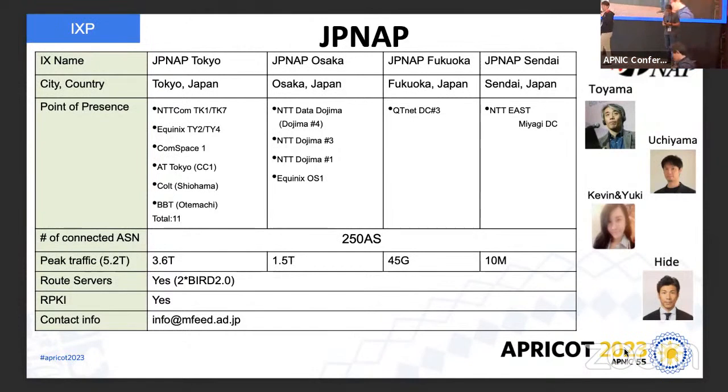Hello, everyone. My name is Taka Uchiyama, peering coordinator of JPNAP. JPNAP is one of the largest internet exchanges in the Asia Pacific region. Our peak traffic is 5.4 terabits per second. We have POPs in Tokyo, Osaka, Fukuoka and Sendai. We want to connect to more international customers like you. If you have any questions about JPNAP, feel free to contact us. Thank you very much.